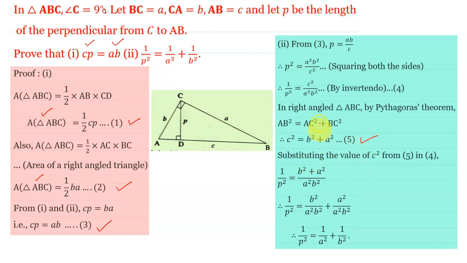Now substitute the value of this C square in this expression. C square means B square plus A square upon A square B square. Splitting it up, B square plus A square upon A square B square gets cancelled, then you will get 1 upon A square plus 1 upon B square, and hence it is proved. Okay, now the next.